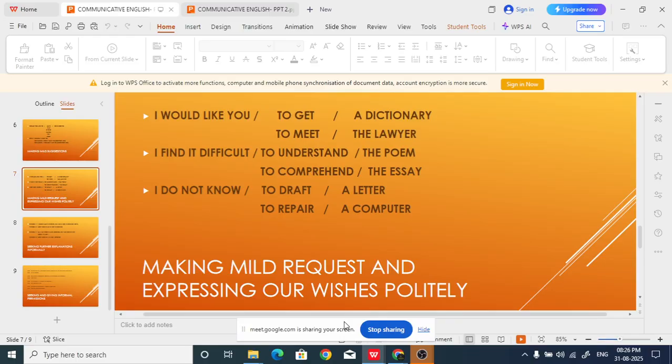I find it difficult to understand the poem. I find it difficult to comprehend the essay. I do not know how to draft a letter. I do not know how to repair a computer.